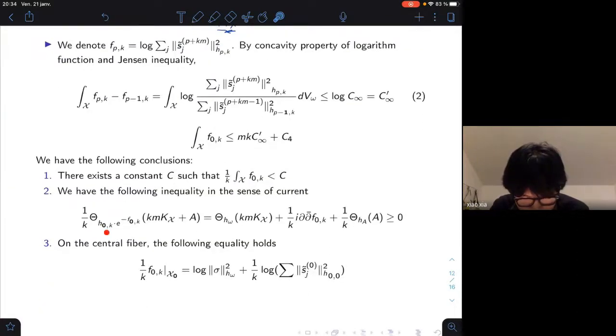And this curvature will be equal... how do I get this?